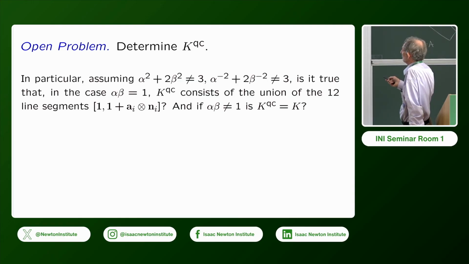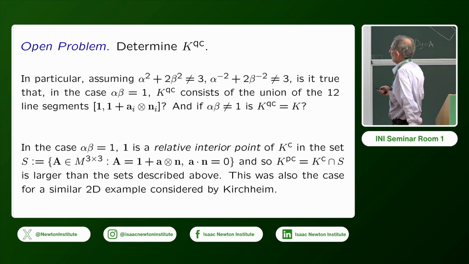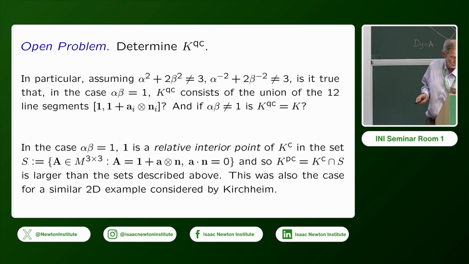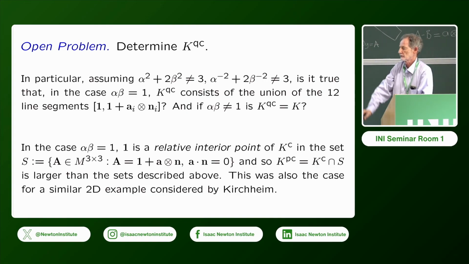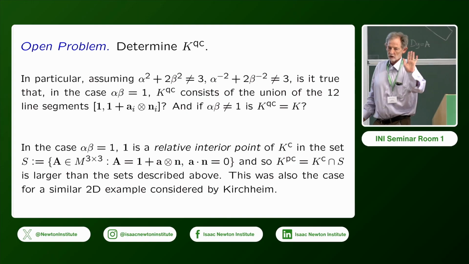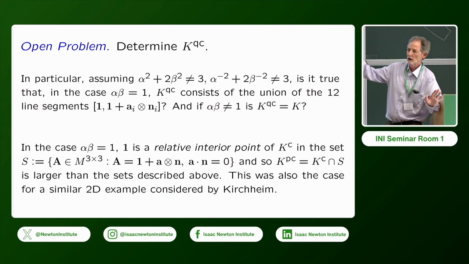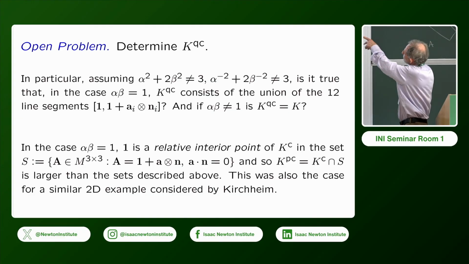And then maybe, since if alpha beta is not equal to 1 there are no degenerate Tn's, perhaps KQC is equal to K when alpha beta is not equal to 1. Now, there's really only one thing we know how to do to determine what the quasi-convex hull of something is. You sandwich it between the rank 1 convex hull, which is smaller, and the polyconvex hull, which is bigger, right?